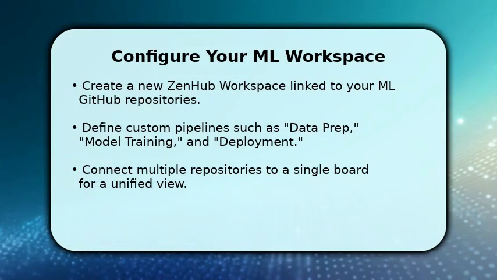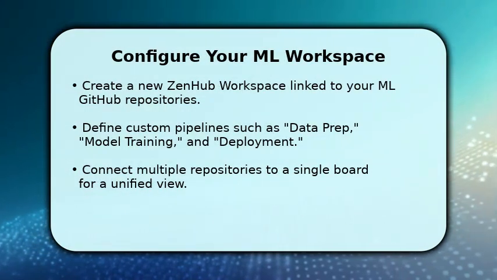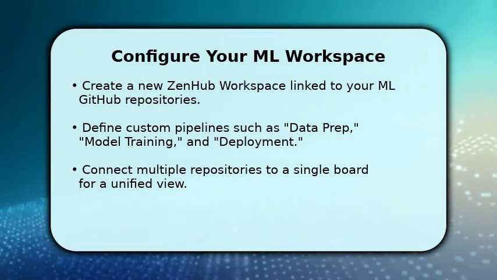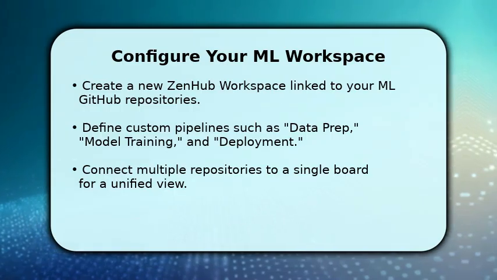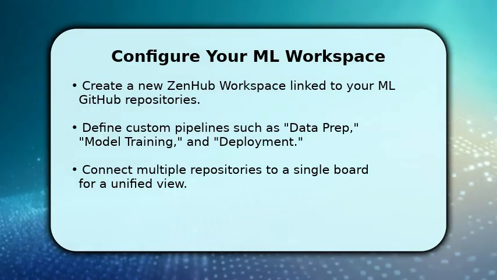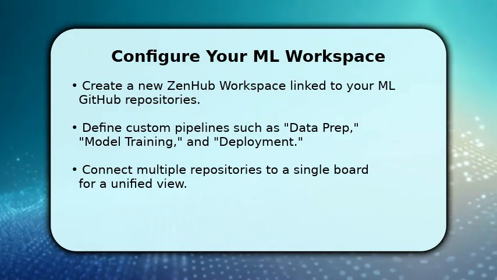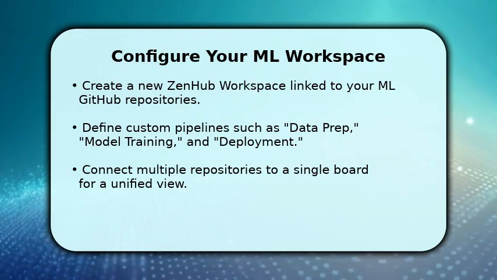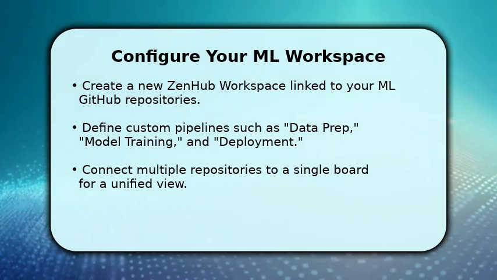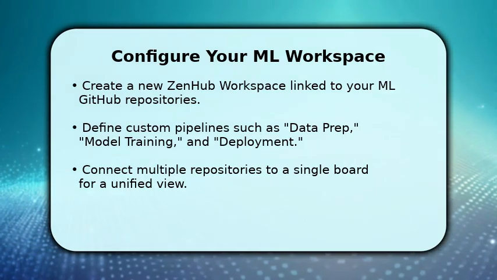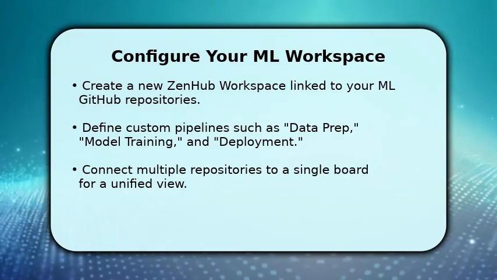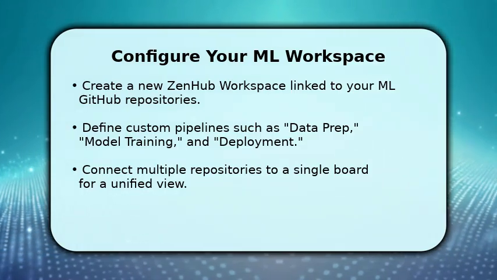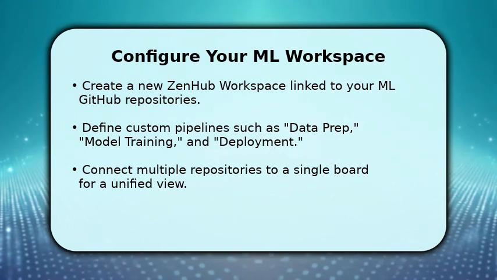To begin, set up a dedicated Zen Hub workspace for your machine learning projects. This workspace acts as your central hub, allowing you to connect one or more GitHub repositories. You'll want to define custom pipelines that reflect your ML development lifecycle, perhaps including stages like data collection, feature engineering, model evaluation, and production. This structure provides a clear visual representation of where each task stands, making it easy to track progress across your entire team.